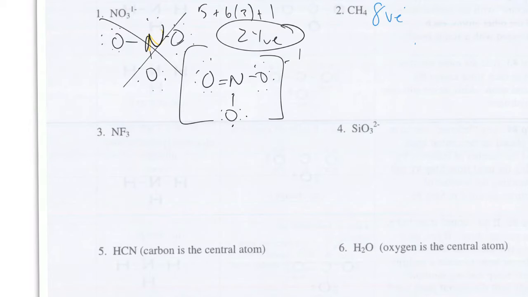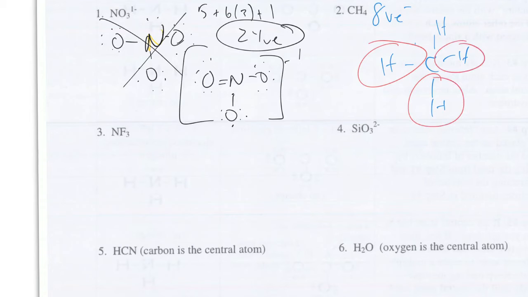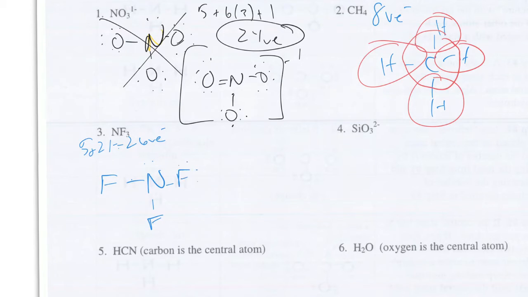CH4 is 8 valence electrons. I've got a C, I've got an H, and I'm done because hydrogens only need to follow the duet rule. So if I look at that, each hydrogen has 2, this carbon has 8, we're in good shape. NF3, N is 5, plus 21 is 26 valence electrons. It has 26, so we're in good shape there.